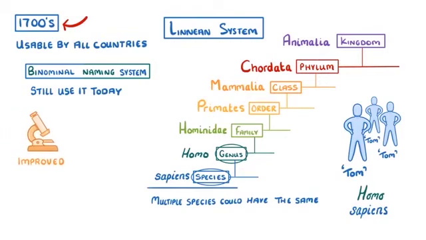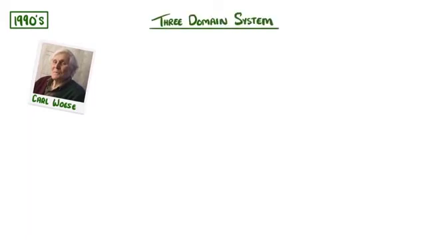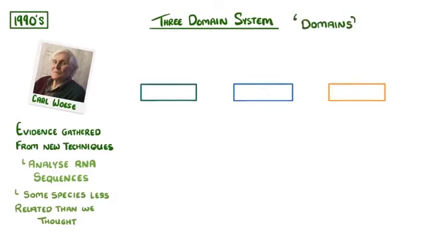However, advances in the way we use microscopes allowed us to analyse DNA samples and internal structures, and that allowed us to come up with new models which are now combined with the old Linnean system. In the early 1900s, another Carl, Woese, came up with a new system called the three-domain system. Now he used evidence gathered from new technologies, analysis of DNA sequences and RNA sequences, and he found that some species were slightly less related than we previously thought. Hence he came up with the domains, and these domains are placed above the kingdoms.